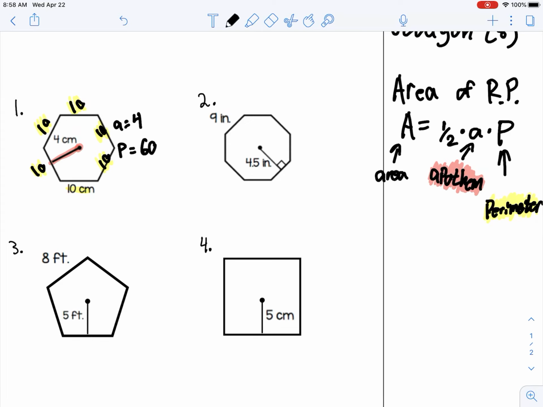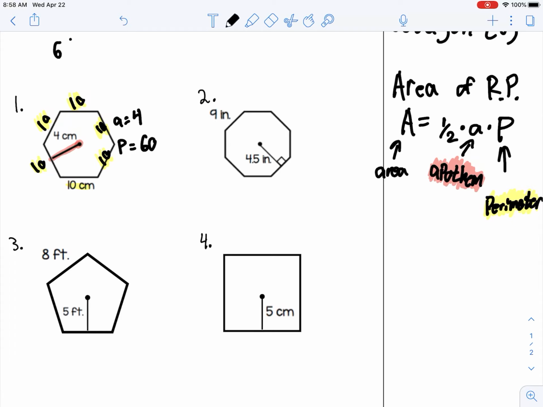So I counted on that shape, I have 6 sides, and I can multiply that by the length of one of those sides, which is 10, right? Because that was given to me, and I know that is 60.